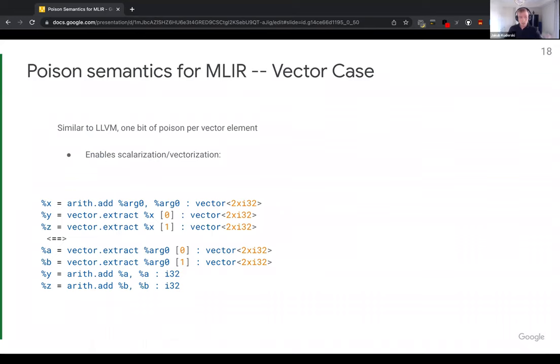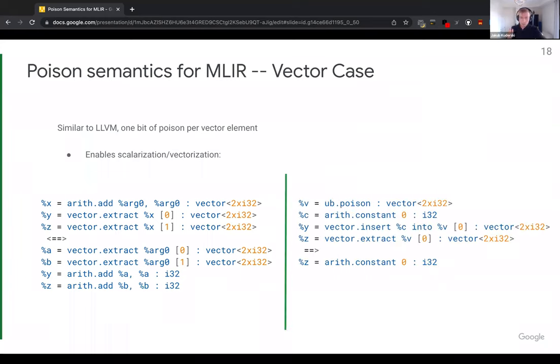LVM has one Poisson bit per vector element. So every vector element can be poisoned separately from the rest. And this allows you to essentially vectorize and scalarize code. So for example, when I have an operation that operates on a vector of the values, I can first extract these two values and then perform the operations, or I can do a reverse transformation where I'm taking a couple of scalar operations and turning them into a vector operation. This element-wise Poisson makes sure that one Poisson element doesn't contaminate the rest of the values that may be well-defined. So for example, if I have a Poisson vector and I insert a constant zero and extract it back, I should get back the same constant zero.